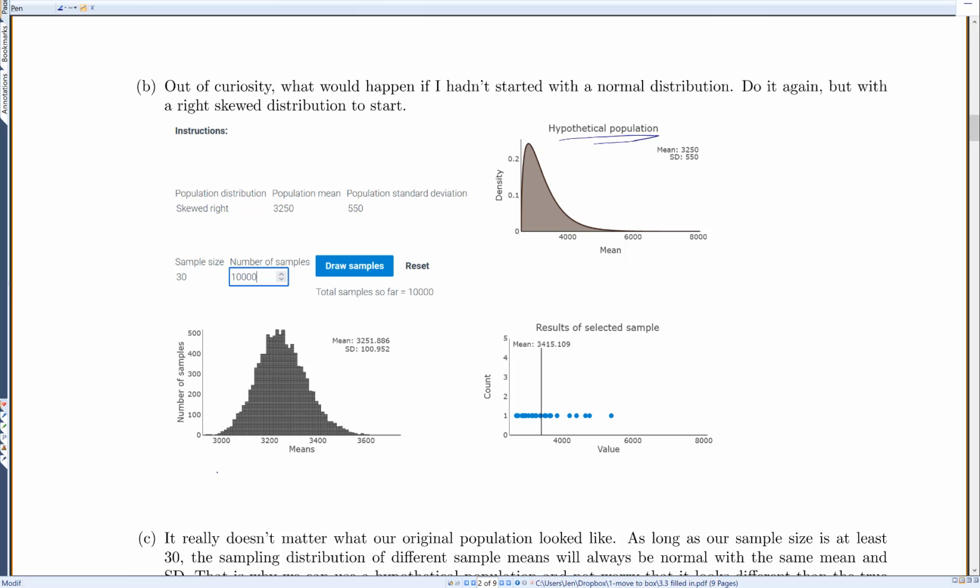Okay. Now, sample size of 30, we said that's big enough to guarantee. You'll notice it's still a little bit skewed, but we're okay with that. It's close enough. It's not going to make a big difference in any of our calculations. We're fine. Okay. So the shape matches and the mean and SD match. Really, nothing changed, even though we started with a different population, which is really cool.